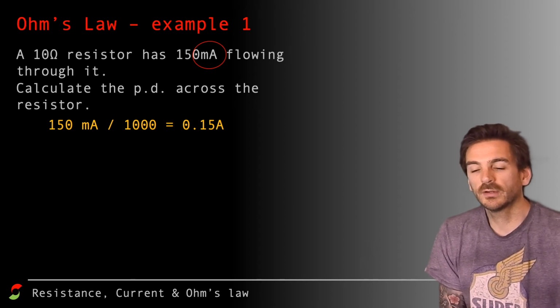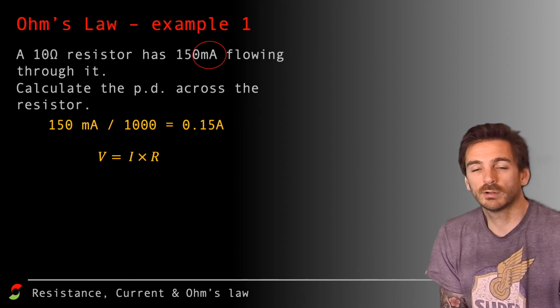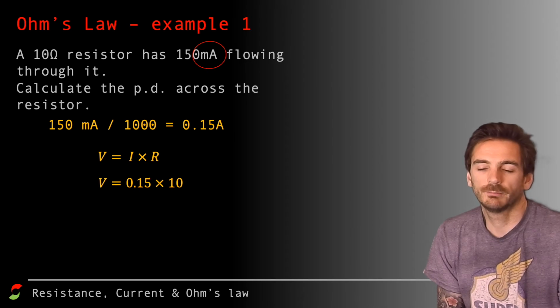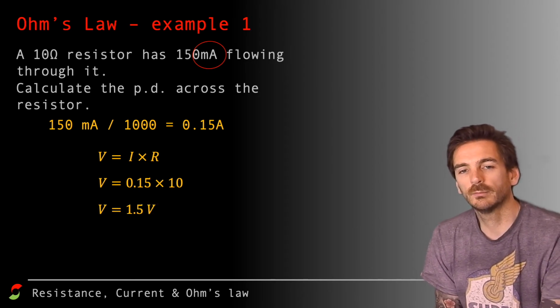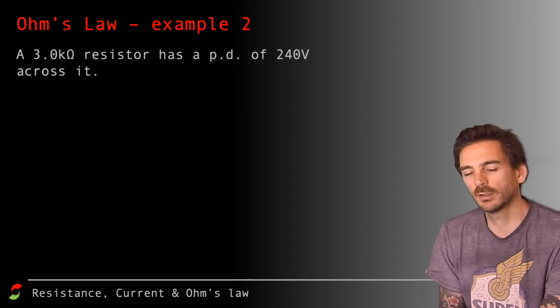The second thing to do then is quote the equation. Once we've quoted the equation and we rearrange it, if necessary, in this case we don't need to rearrange it, we can substitute in and we get our answer, and don't forget the units. So potential difference is measured in volts. Alright, let's have a look at another example then.